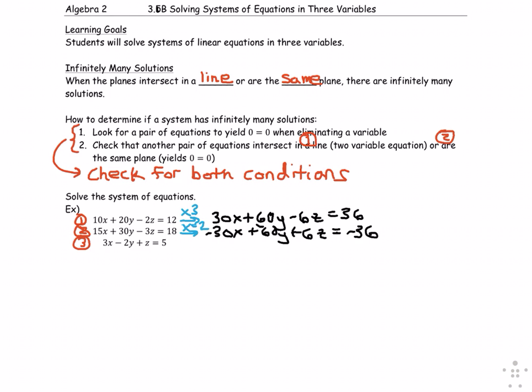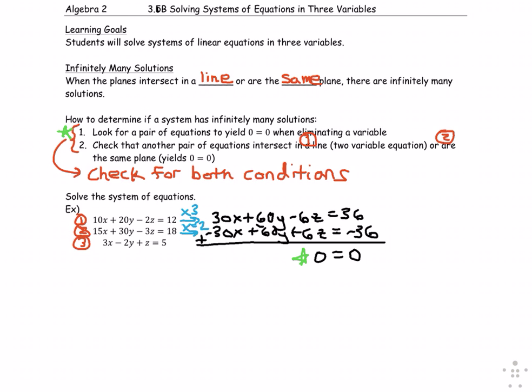And lo and behold, when I add them together, I get everything to subtract to 0. All of them were additive inverse pairs. So I'm going to star that information. So that's the first piece. Sometimes the first pair might end up being like the two variable equation. And so then you won't realize that you're about to get infinitely many solutions. In this case, I stumbled upon it on the first go.